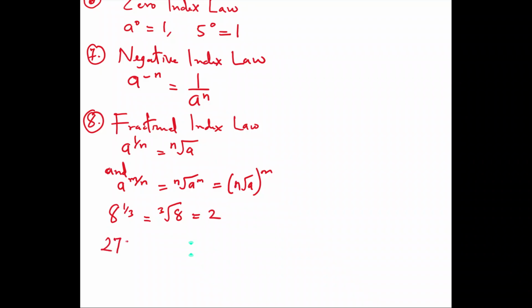Now, for example, let's say we have 27 raised to power 2 over 3. We do the cube root of 27, all raised to power 2. The cube root of 27 is 3. So 3 squared, 3 times 3, will give us 9.